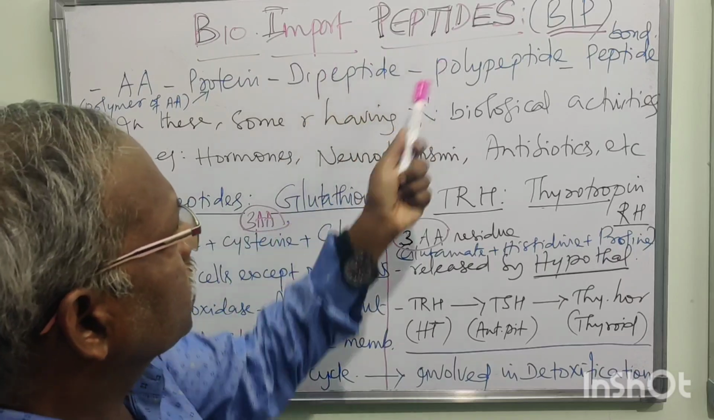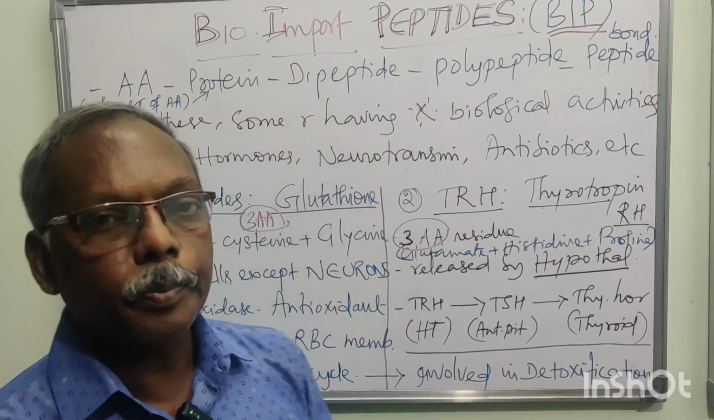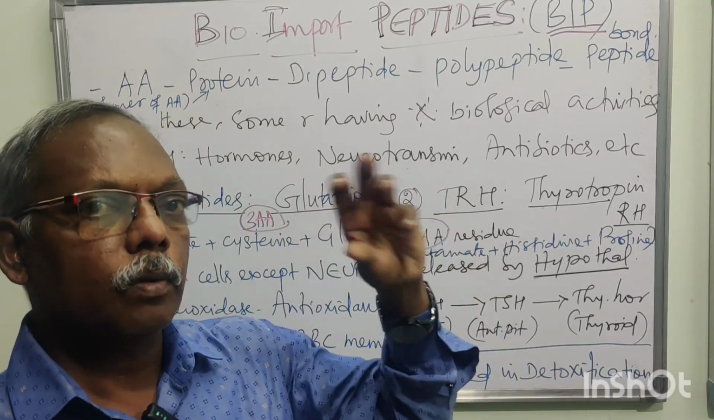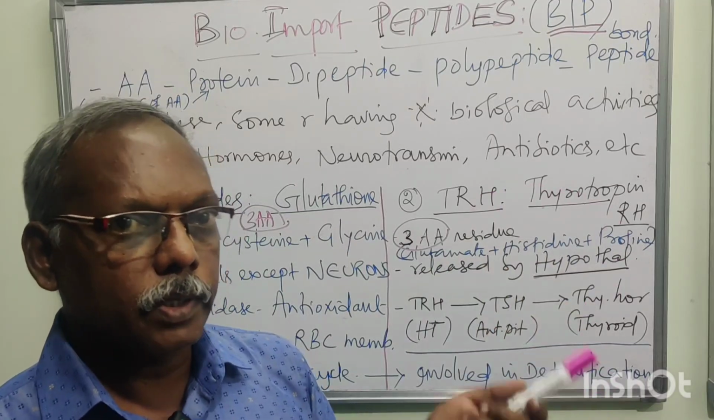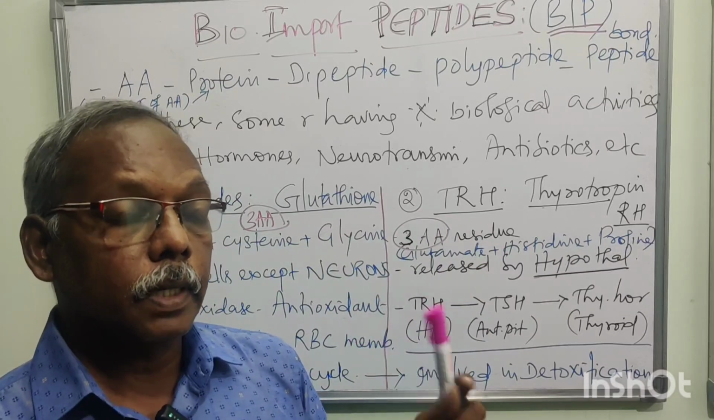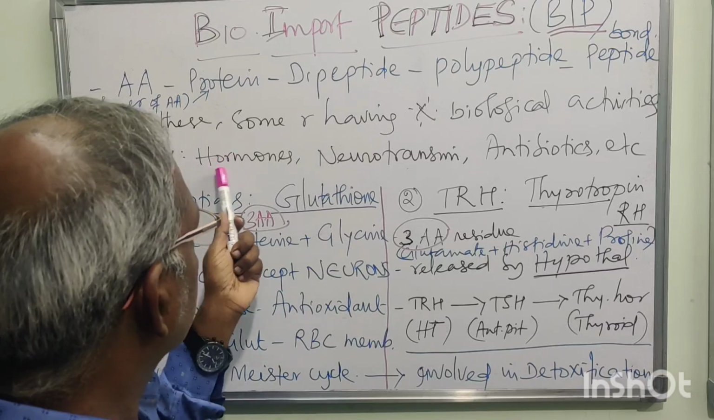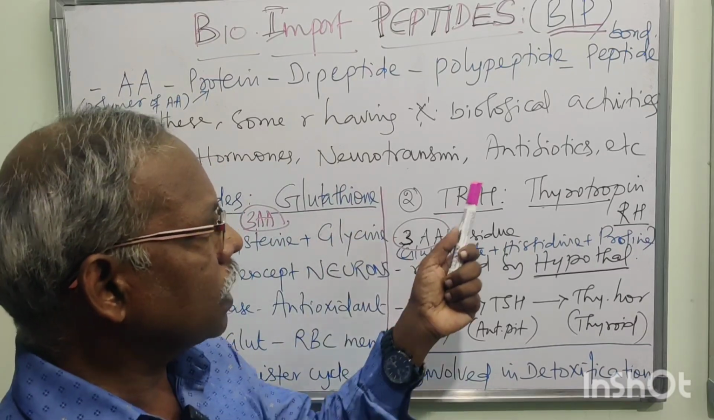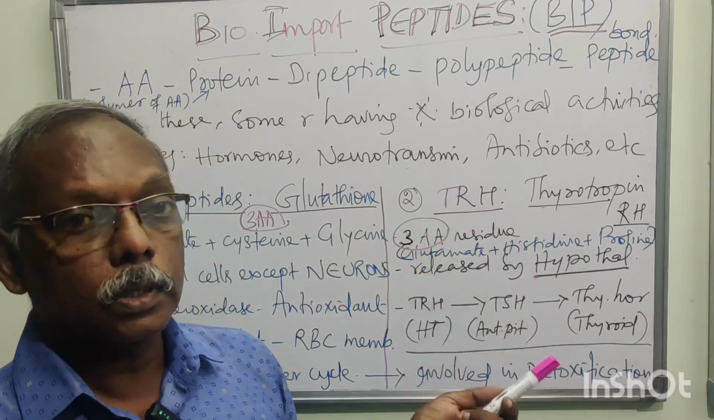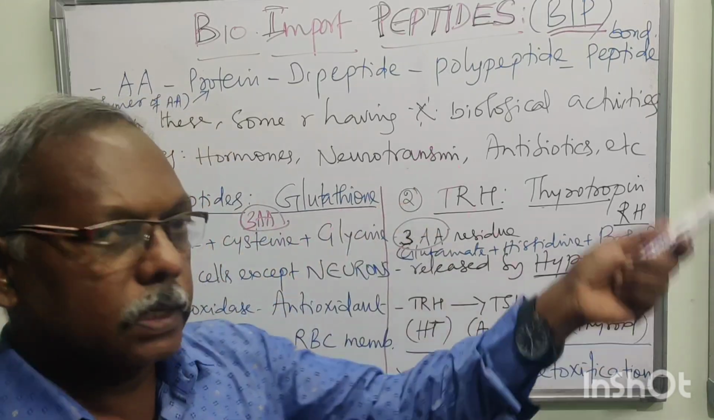Among polypeptides, dipeptides or tripeptides, some have important biological activity. Since it is a 5-mark question, I have taken only 5 examples. There are many important peptides, but these 5 are very easy and clinically important. Examples include hormones, neurotransmitters, antibiotics, and sometimes anti-cancer drugs. So take 5 points for your 5-mark question. My choice is these 5 only.